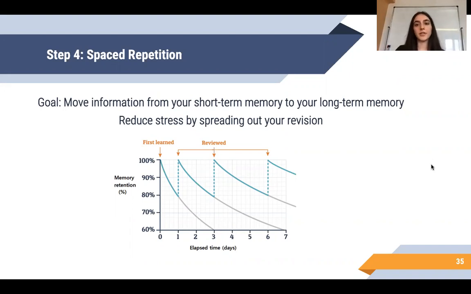On the first day that you learn something, you have 100% memory retention of it. But a day later, it drops down to 80%. So by revising the content after 1, 3, and 6 days of learning it, you can see that the decline is much slower, which means that the information has gone into your long-term memory.